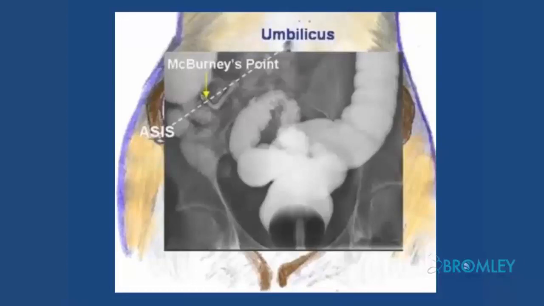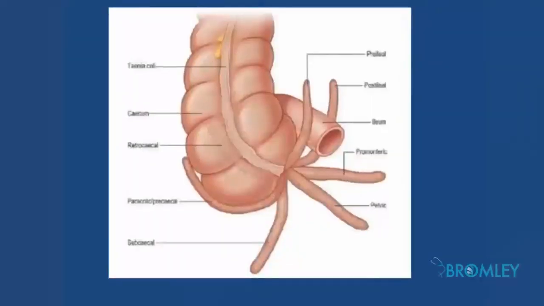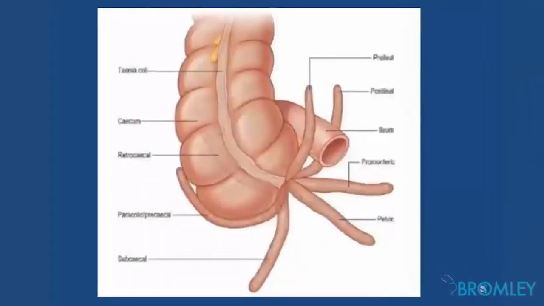Of course, the position of the appendix itself is quite variable, and we'll say a bit more about that in a minute. But we can see from this image contrast within the lumen of the appendix, which just shows us how long the appendix is. So this image shows us some of the common positions of the appendix. It's very variable. It's quite a long structure.